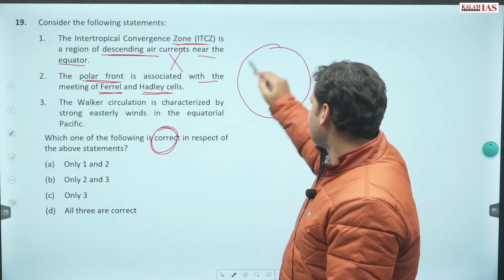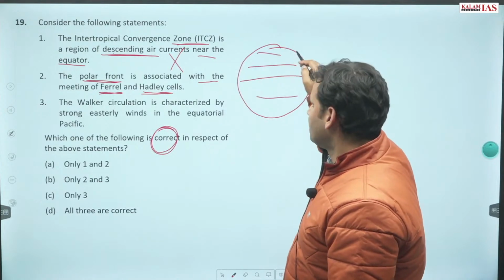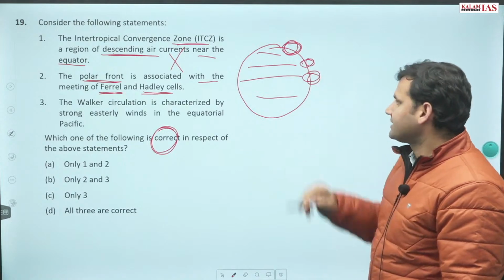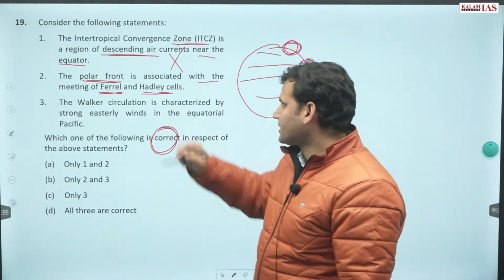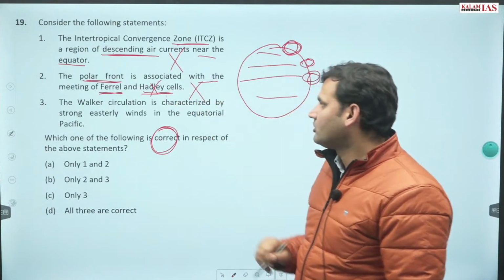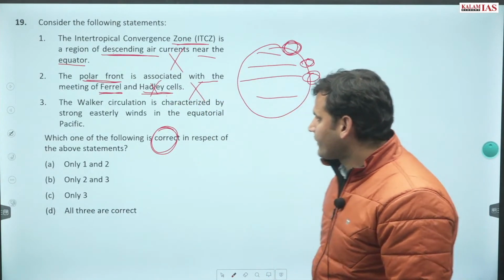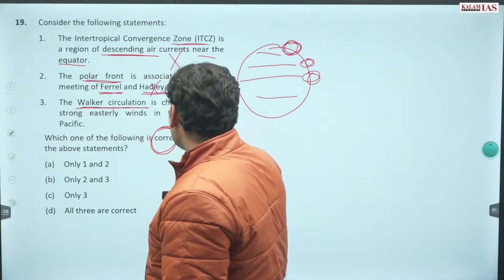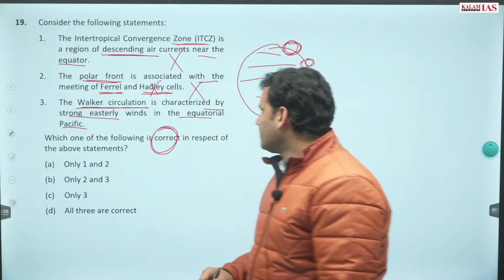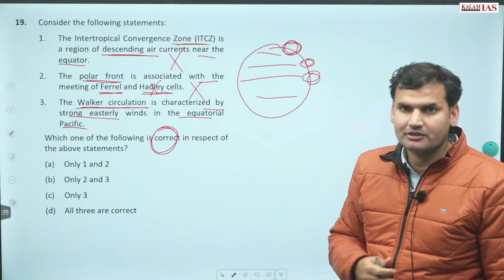Polar and Hadley cell. This is where we have polar front, Hadley cell, Ferrel cell. So this is not Hadley cell, this is polar cell. So this statement is also wrong. Walker's circulation is characterized by strong easterly winds in equatorial Pacific. Yes, this statement is true.